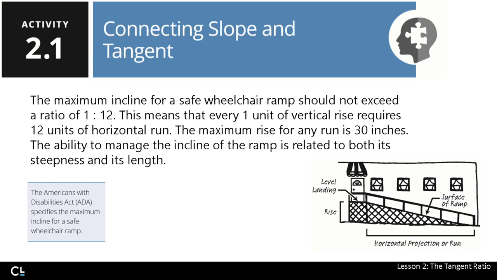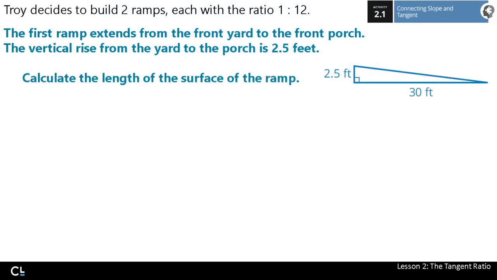The maximum rise for any run is 30 inches. The ability to manage the incline of a ramp is related to both its steepness and length. And we have a little picture of a ramp going into what looks like a restaurant, right? So Troy decides to build 2 ramps, each with a 1 to 12 ratio. The first ramp extends from the front yard to the front porch. The vertical rise from the yard to the porch is 2.5 feet. And it says calculate the length of the surface of the ramp.